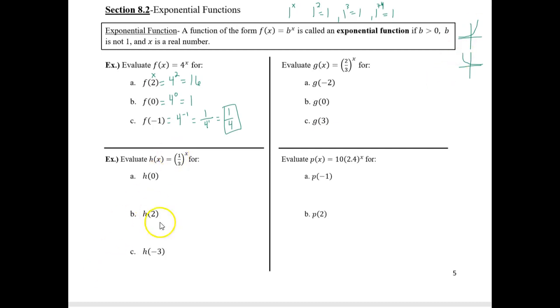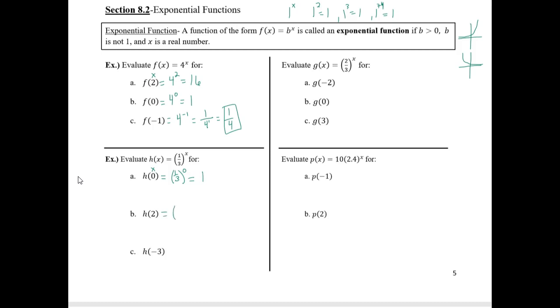Same thing with this example down here. So b, the base, can be any number greater than 0 that's not 1. So 1/3 is bigger than 0 and it's not 1. So fractions are okay. Decimals are okay. We're going to do the same thing. We're going to replace x with whatever the input is. In this case, h of 0. So I'm going to take 1/3 to the 0 power, and anything to the 0 power is still 1.